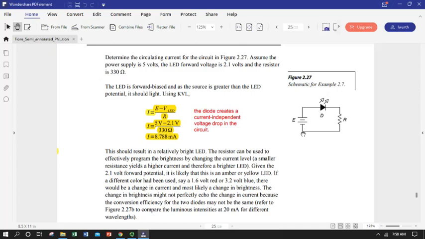So we can apply Kirchhoff's voltage law again. We're going to go from 0 volts at our arbitrary reference at the back end of the battery. We're going to go up the supply voltage, which we're told is 5 volts. And we're going to drop 2.1 volts over the LED because we were told the forward voltage is 2.1. It's probably a red LED. And then we're going to drop the remainder of our voltage in current flowing through the resistor.